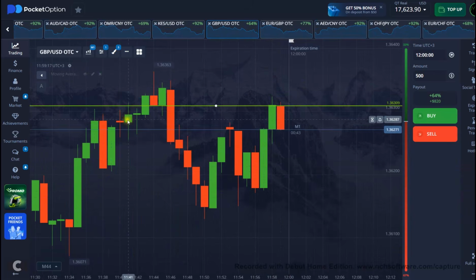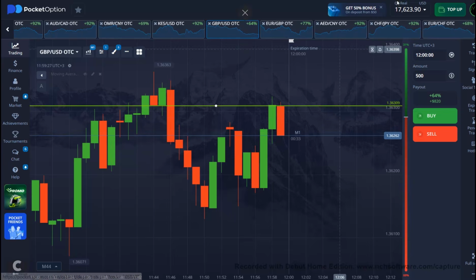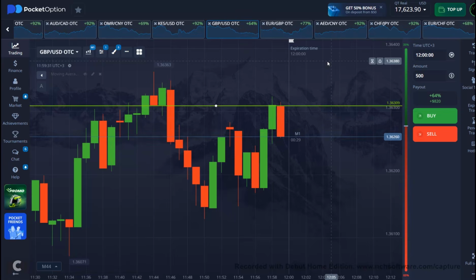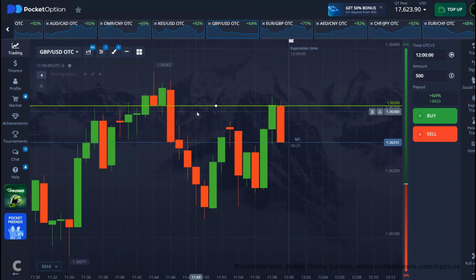This pattern is the head and shoulder. If you don't know about that pattern, I'll leave the video link on the right top corner. I've talked in detail about that pattern, so you can check that video out. And yeah, that is why I took this trade.